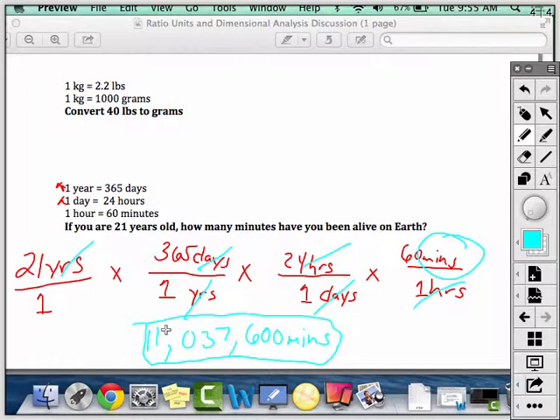So that's how long you have to wait until you turn 21. That many minutes.